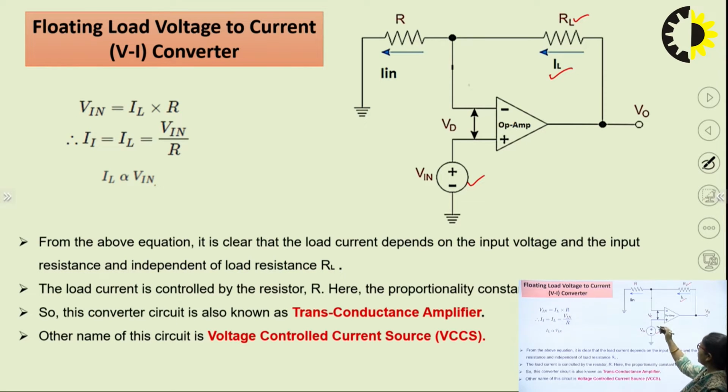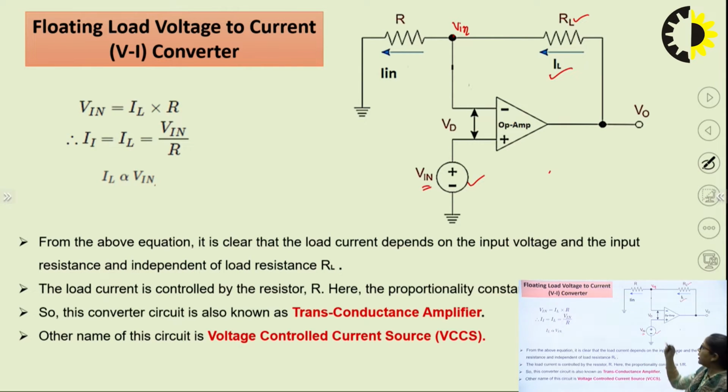So, with the help of, first let us do the mathematical calculation. First, with the concept of virtual short circuit, we know that the voltage at the non-inverting terminal and at the inverting terminal is the same. What the virtual short circuit concept says is that the voltage at both terminals is the same. So, if the voltage at the non-inverting terminal is V in, then the voltage at this particular point will also become V in.